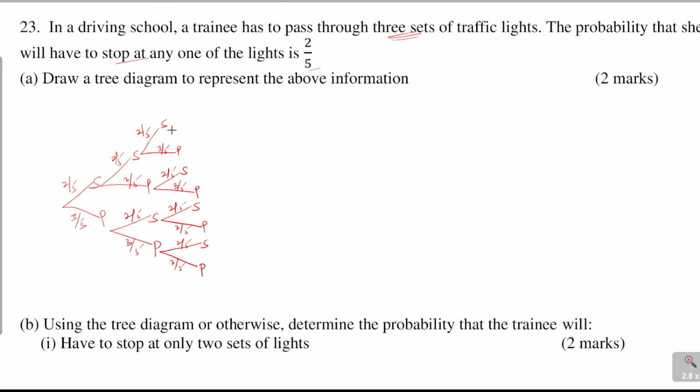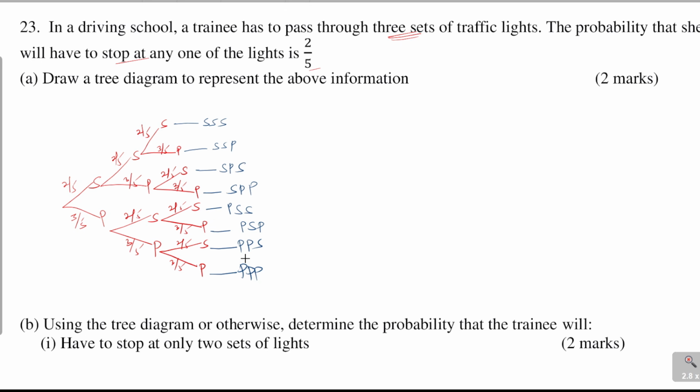Then it's always good to have these. This is the probability of stopping at the 3 sets, stop, stop, stop. Then stop, stop, pass. This is stop, pass, stop. Then you have stop, pass, pass. This is pass, stop, stop. Then you have pass, stop, pass, then pass, pass, stop, and then pass, pass, pass. So that is the complete tree diagram without the probabilities indicated.